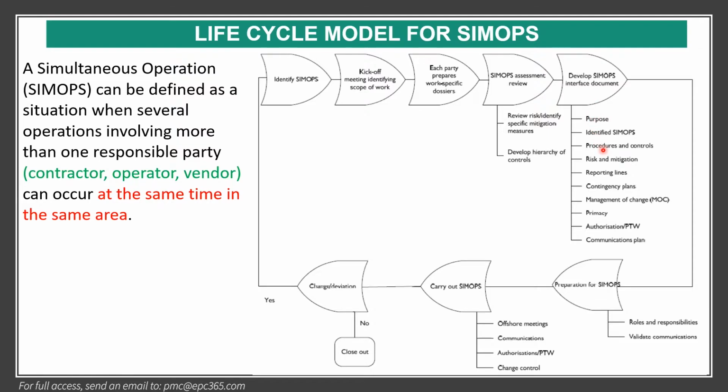For example, propose identified SIMOPS procedures and control risk and mitigation, a contingency plan, and also management of change, authorization, permit to work, and communication plan. Then, in preparation for SIMOPS, we have to clearly define the roles and responsibilities and the workplace communication, and carry out SIMOPS, with meetings, communication, authorization, permit to work, and change control. Then, is there a change or deviation? If no, close out. If yes, the same process again.